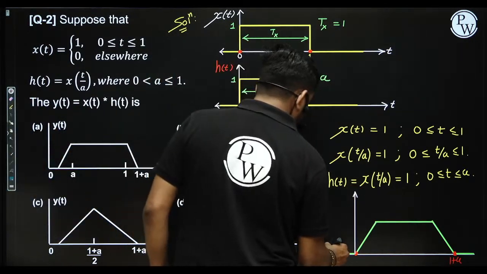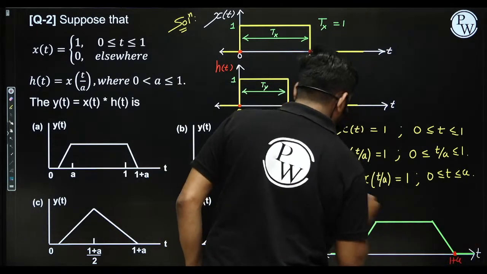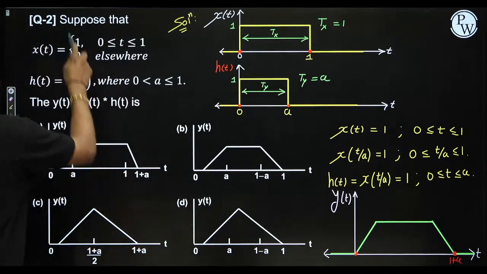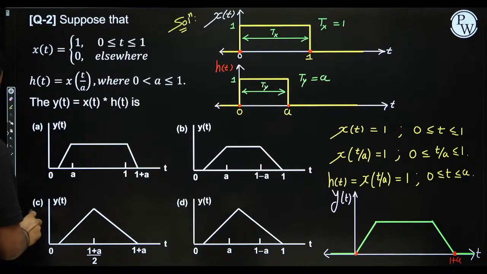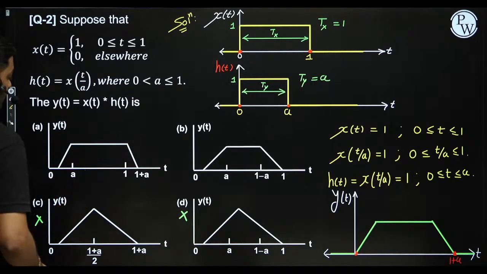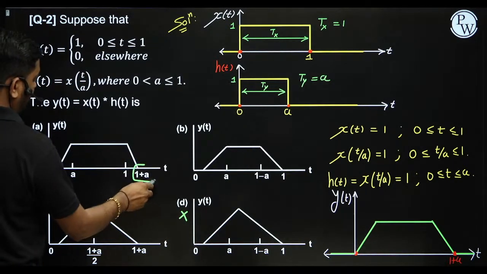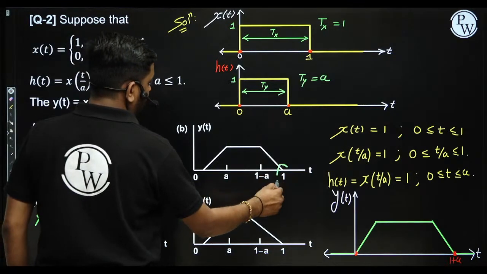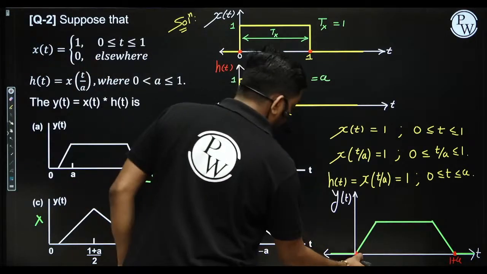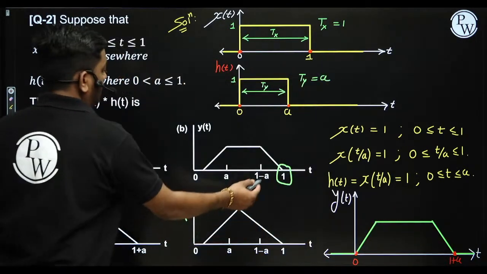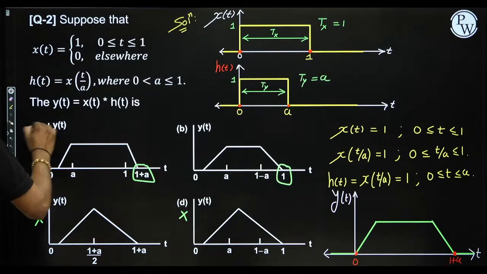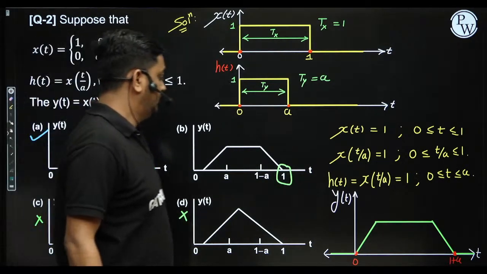So option elimination method. This is the resultant signal y of t. So here option C eliminated, option D eliminated. Now option A and B, what is the difference? Here upper limit is 1 upon a and here upper limit is 1. So which option is the right answer? Here lower limit 0, upper limit 1 plus a. That's why we can say option A, guys. Option A is the correct answer.